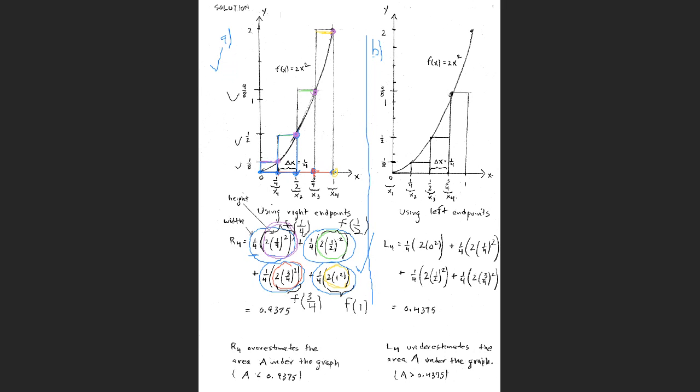Okay, good. In class, our estimate R4 is going to be 0.9375. That's our approximation using right endpoints to determine the heights of our 4 rectangles. And would this approximation be an underestimate or an overestimate based on the picture in A?